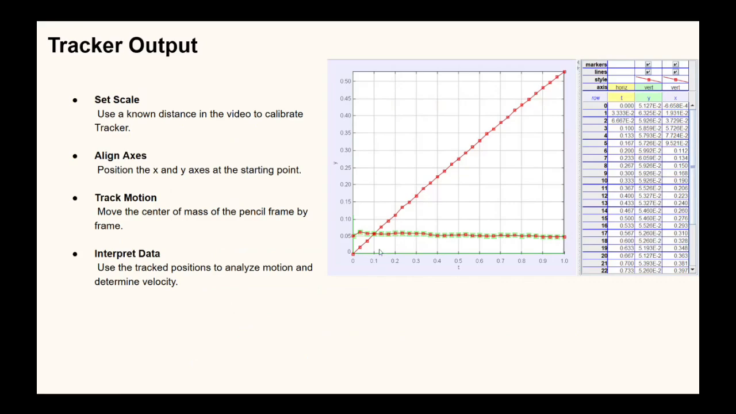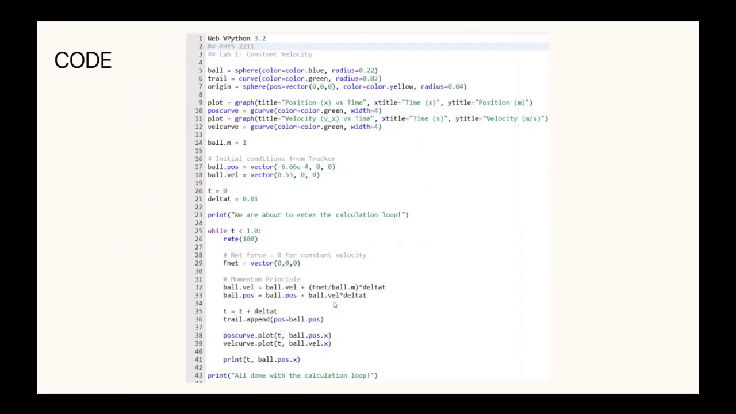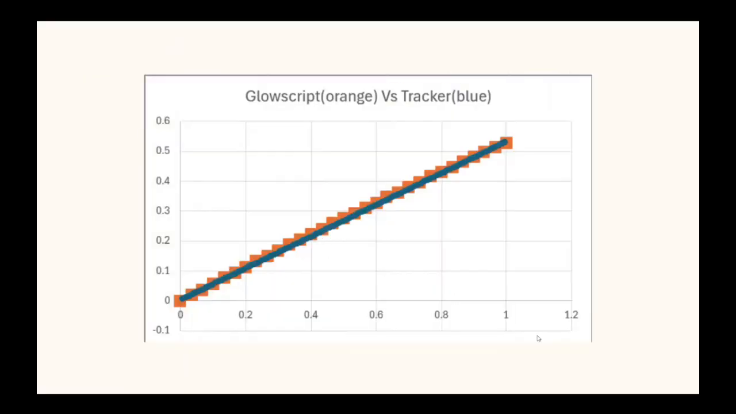As you can see, the average velocity for my model was 0.53 meters per second. Here's the code that I wrote. And here's the difference between the Tracker and the GlowScript. It's pretty accurate. The GlowScript is in the orange and the Tracker is in the blue.